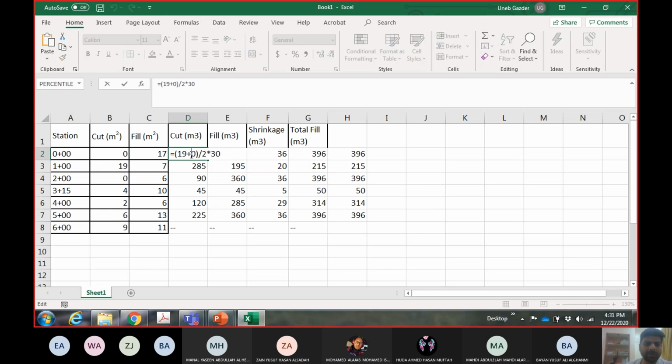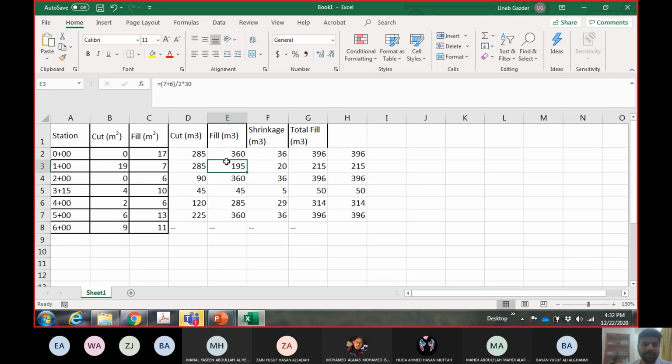For example, if you are calculating the cut volume, the first end area is 0, the second one is 19, so 19 plus 0 upon 2 to calculate the average, then multiply by the length between 0 plus 00 and 1 plus 00. The length is one complete station, so one station means 30 meters, so you multiply by 30 meters. Same thing for the fill as well. For the fill, 17 and 7, you take the average, 17 plus 7 divided by 2, then multiply by 30, because the length between them is 30 meters.